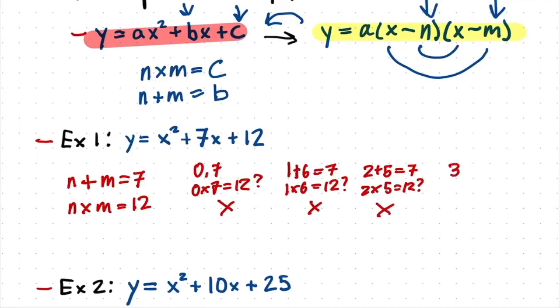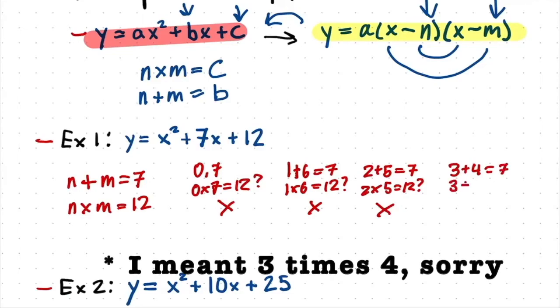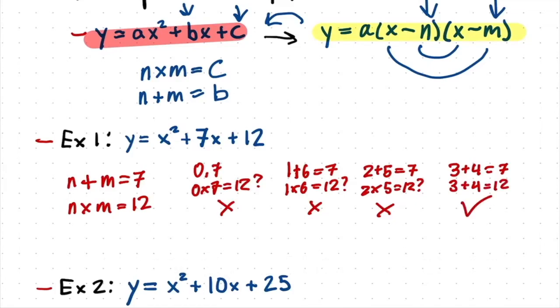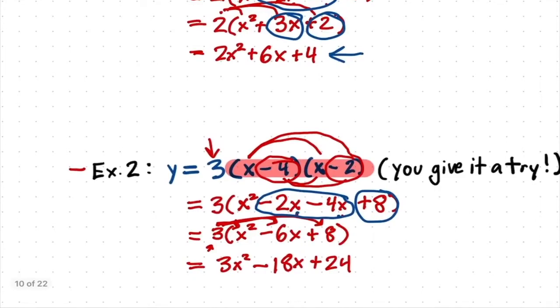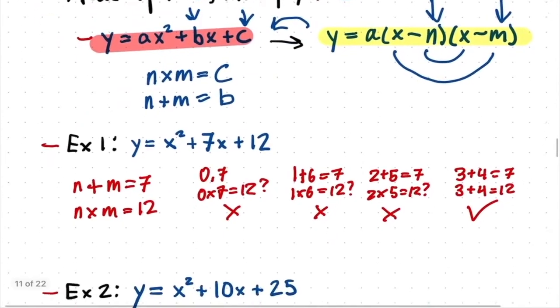And how about 3 plus 4 equals 7? And does 3 times 4 equal 12? Yeah, 3 times 4 equals 12. So, there we go. We have two numbers that add up to 7 and multiply to make 12. So, we know that if we go back up here, the step that we did to go this way means that, if we're going backwards, we have to split that middle number right here back into those two numbers. So we'll go back down.